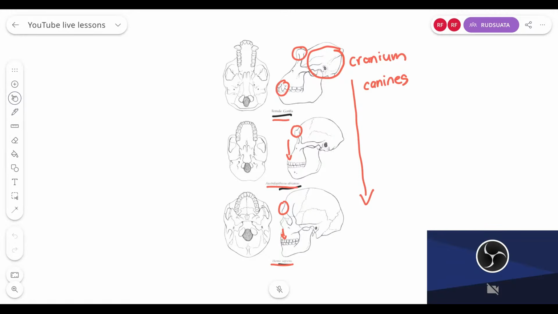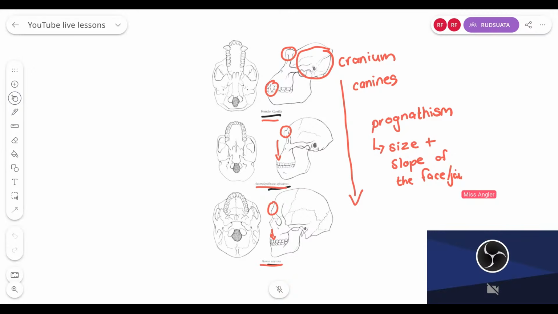The next thing is something that a lot of people get wrong. It's called prognathism, and a lot of students don't know what that is. I like to remind my students that it is the size and the slope of the face, and I would say slash jaw, right? So it's both of those things together. Technically, it's also the jaw. Now, when we look at prognathism, we're looking at how large the jawbone is, and as you can see, it gets smaller and smaller with time.